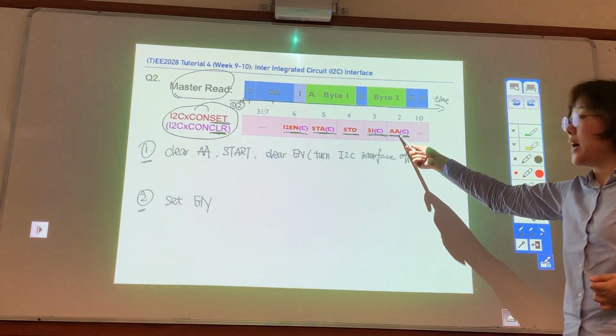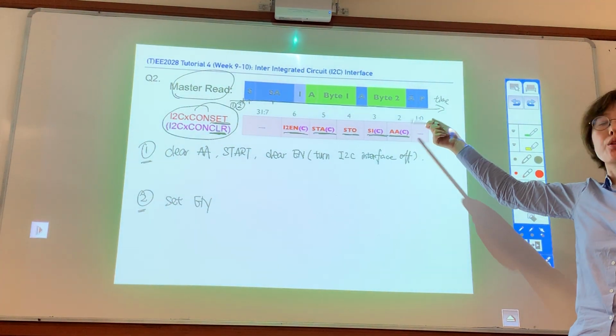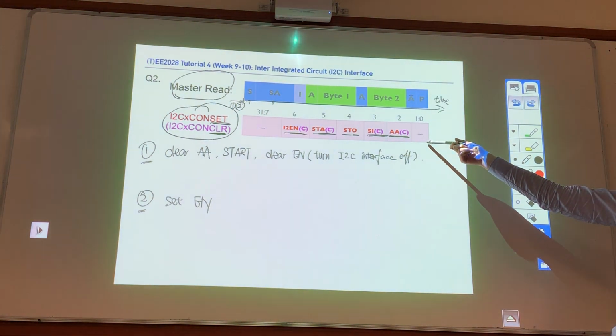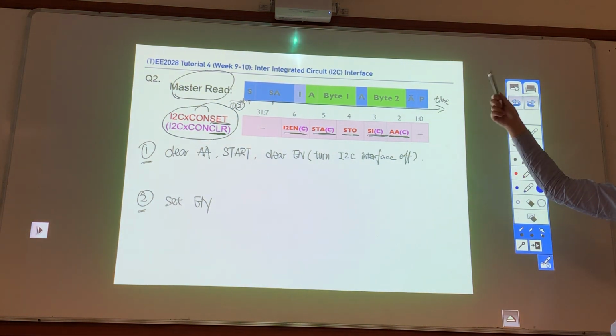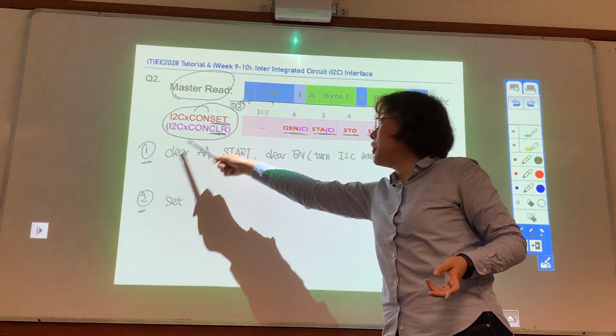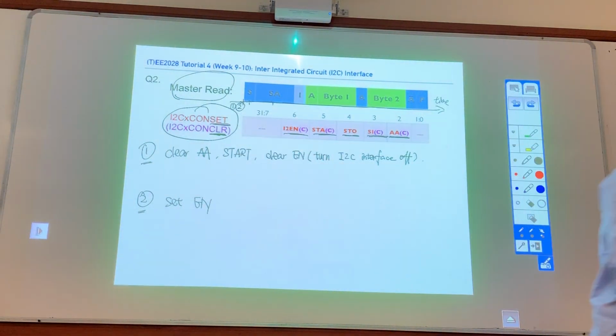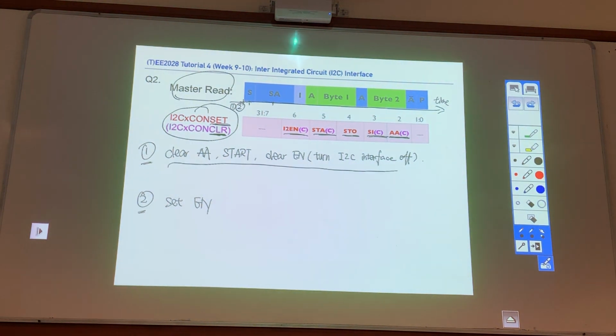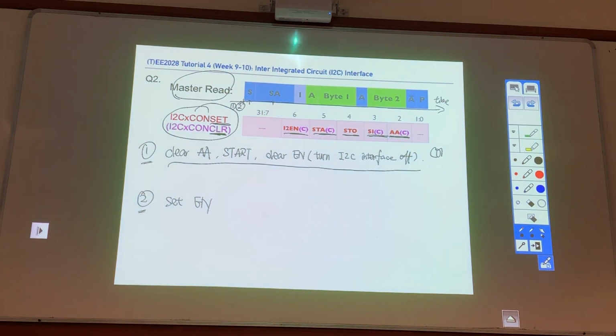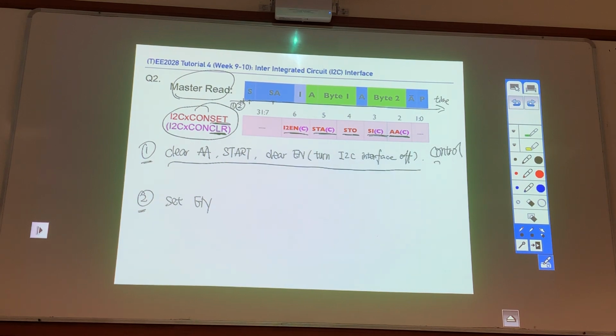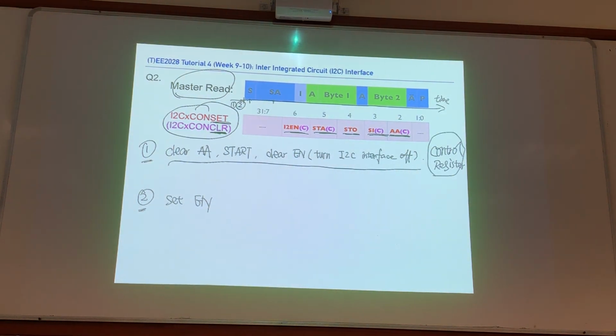Where is the AA? This one, assert acknowledge. You don't want to assert acknowledge, basically it means... Okay? So to clear AA, you need to use the clear register. So basically, I'm talking about your control register. Within my control register, I want my AA to be cleared, I want my start to be cleared, I want my enable to be cleared.